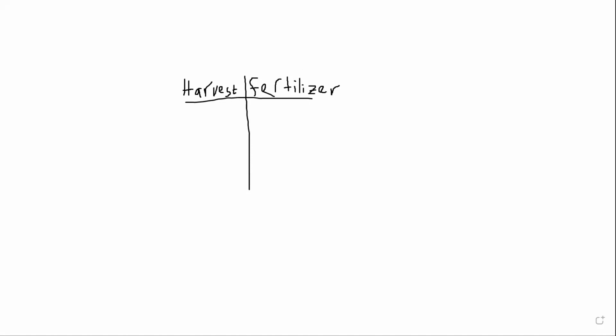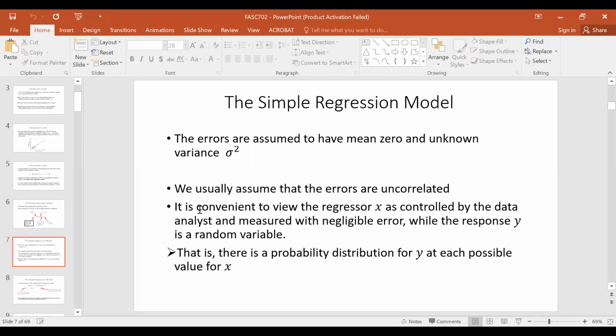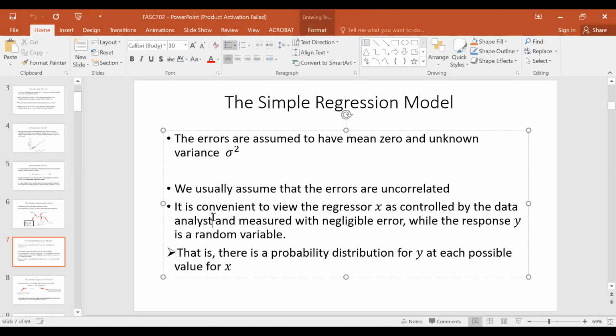Okay. I see some of you having issues with internet. You keep going and coming. So, folks, this assumption is what I want to explain. It is convenient to view the regressor as controlled by the data analyst and measured with negligible error, while the response Y is a random variable. Okay, that is, there's a probability distribution for Y at each possible value of X.